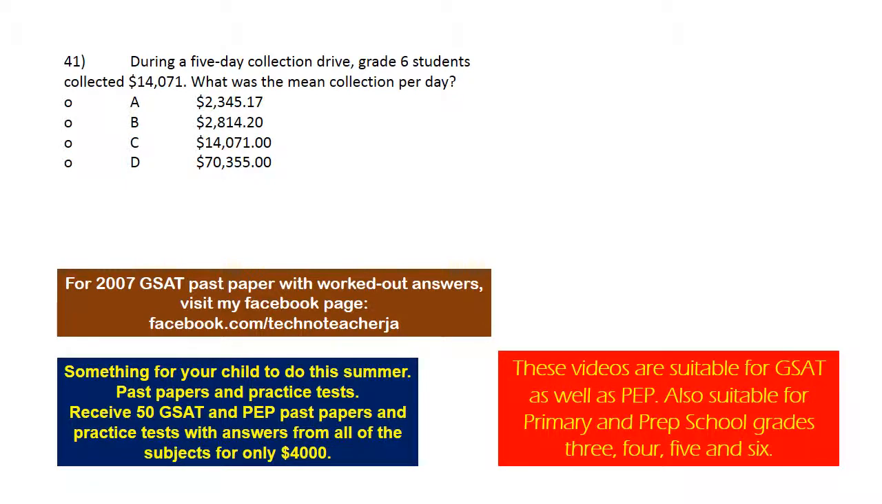Again, the question and choices. During a 5-day collection drive, grade 6 students collected $14,071. What was the mean collection per day? A, $2,345.17. B, $2,814.20. C, $14,071. D, $70,355.